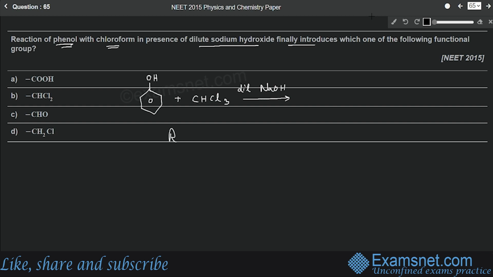So this reaction is an example of electrophilic substitution reaction, and the name of this reaction is the Reimer-Tiemann reaction. So you must have read about this reaction. This is one of the very important reactions. So we know that this reaction is used for the formation of salicylaldehyde. So the product of this reaction will be salicylaldehyde. Here we'll have OH, and at the ortho position, we'll have an aldehyde group, CHO. So the correct answer will be option number C, CHO. This group will be finally introduced.